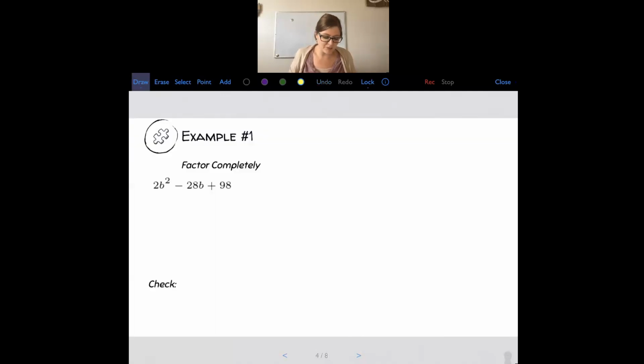Okay, so example 1, factor completely 2b squared minus 28b plus 98. Remember to look for a greatest common factor first. The first thing you should do is look for a greatest common factor, because when you're asked to factor completely, the answer won't be right unless you do that first so that it's completely factored. So in this case, we look at 2b squared, 28b, and 98. Our greatest common factor is 2.